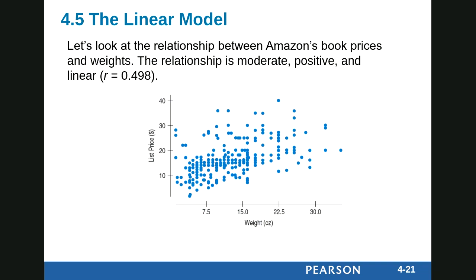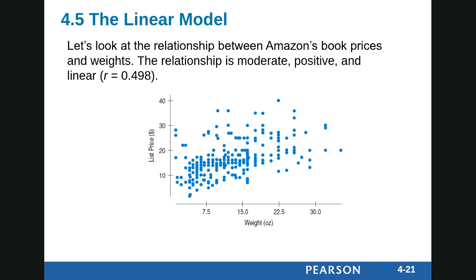It's telling you the relationship between Amazon's book prices and the weights of the books. They found out what R is, the correlation coefficient. They found out that R is equal to 0.498. So the relationship is moderate, positive, and linear. Okay, so the x-axis is the weight of the book given in ounces, and the y-axis is the price of the book. Okay, so again, there's no line, you're looking at a plot.